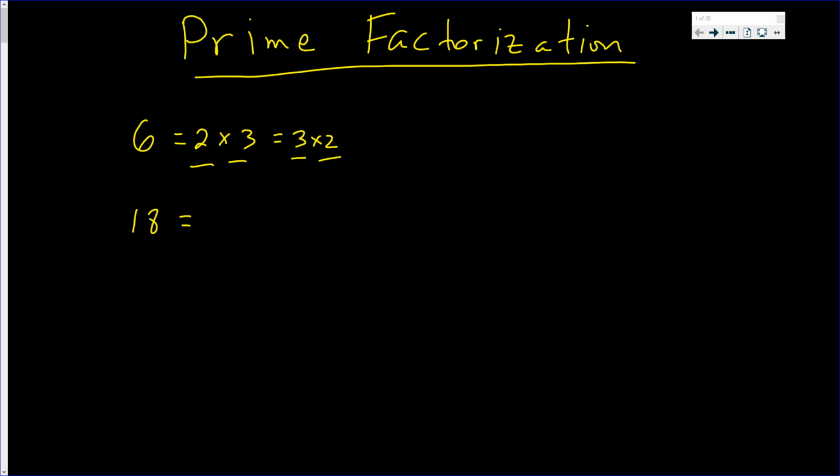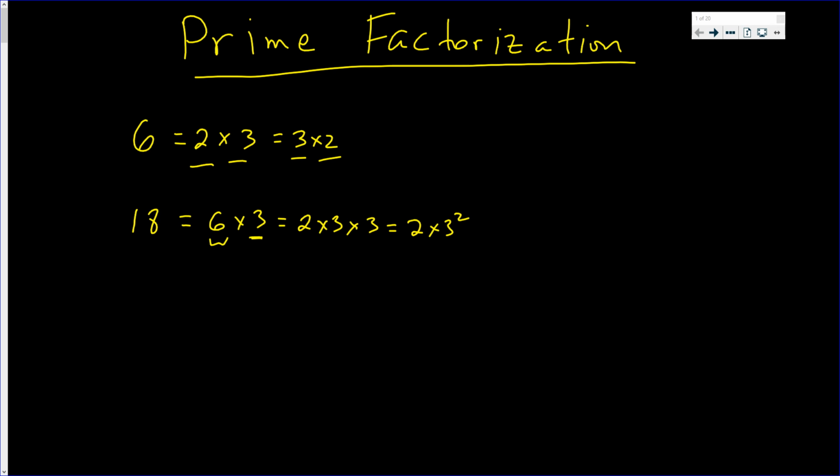18 you can think of as 6 times 3. 3 is prime, but 6 is not. We can write 6 as 2 times 3, and don't forget to multiply by the other 3. This is the prime factorization of 18. You can write it like that, or you can write 3 squared times 2.